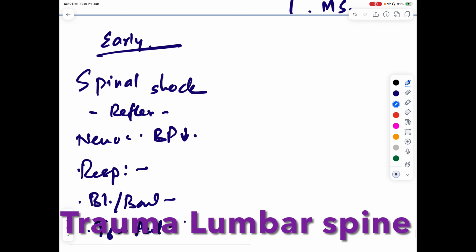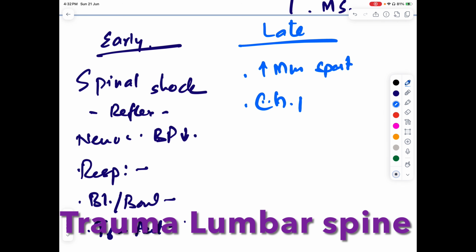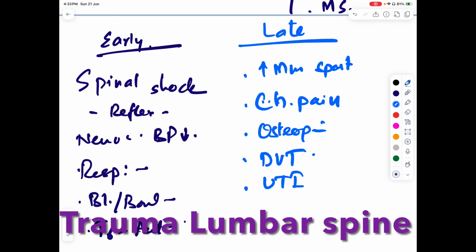Then there can be late complications. With lower motor neuron injury, it is paralytic. With upper motor neuron injury, there will be increased muscle tone and spasticity. There will be chronic pain, which is persistent. There can also be osteoporosis, deep vein thrombosis, and urinary tract infections.